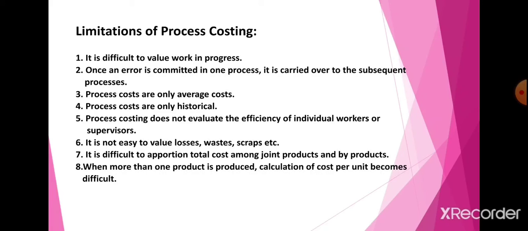the effective managerial control. Fifth, process costing does not evaluate the efficiency of individual workers or supervisors. Sixth, it is not easy to value losses, waste, scraps, etc. Seventh, it is difficult to apportion total cost among joint products and byproducts. Last, when more than one product is produced, calculation of cost per unit becomes difficult.